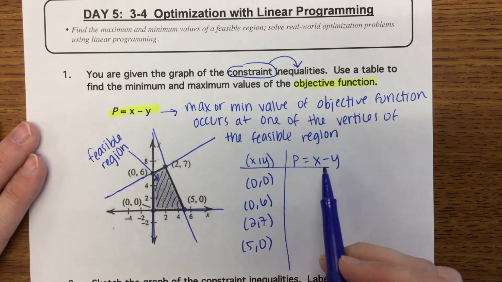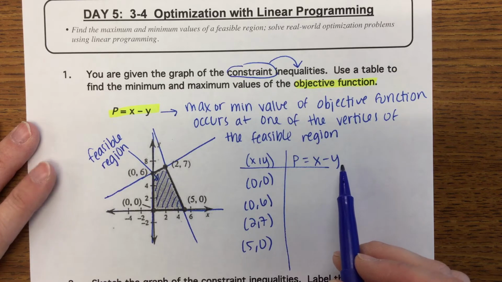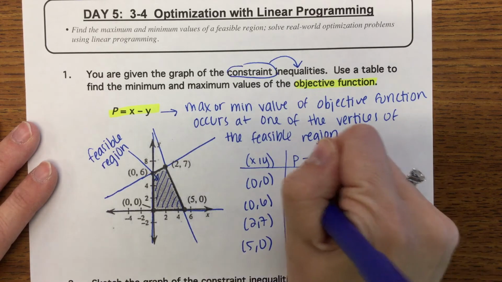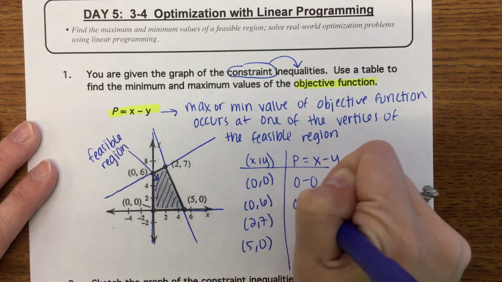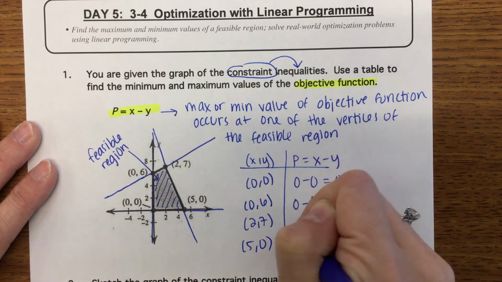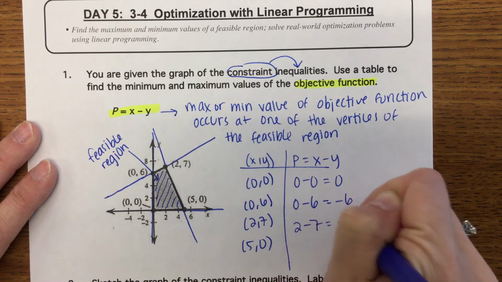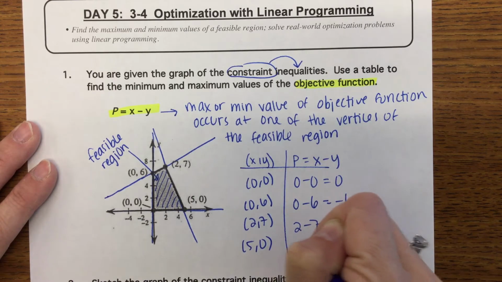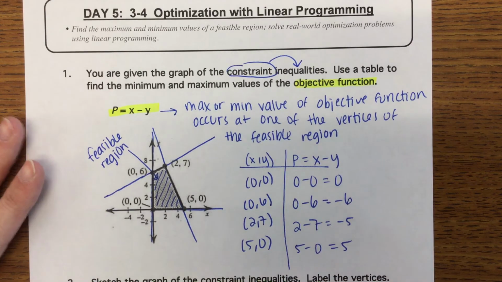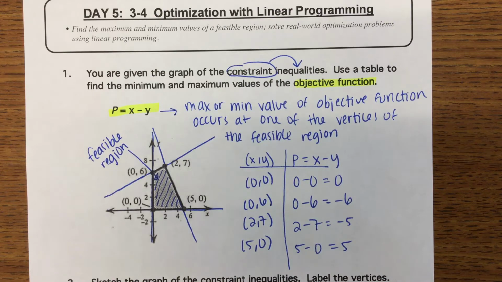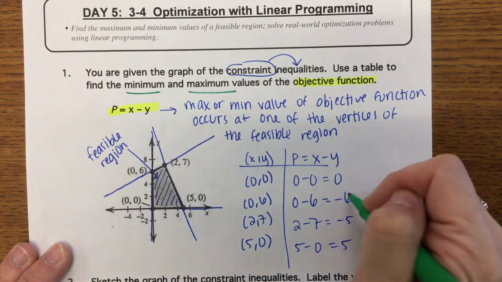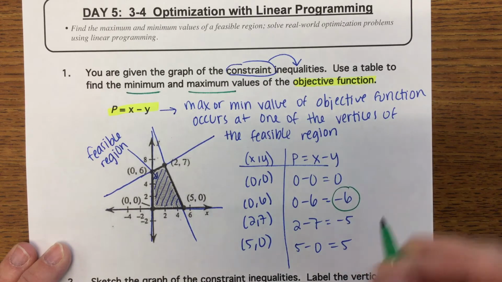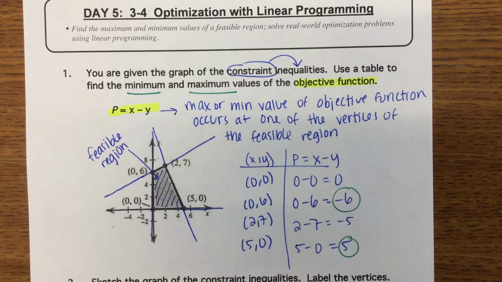Okay, so our objective function says subtract x and y. So here we get 0 minus 0, which is going to give us 0. We get 0 minus 6, which gives us negative 6. We get 2 minus 7, which gives us negative 5. And 5 minus 0, which gives us 5. Okay, so looking back at the question, we are looking for the minimum and the maximum. So in this case, negative 6 is the smallest value. 5 is the biggest value.